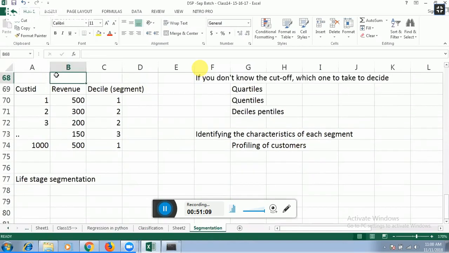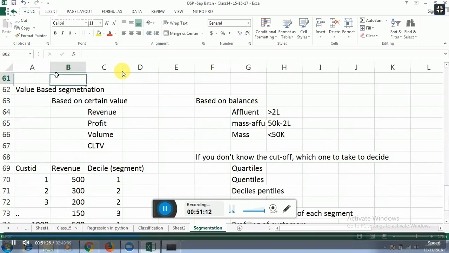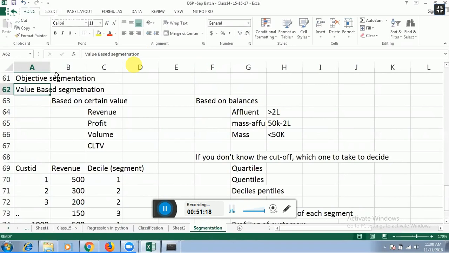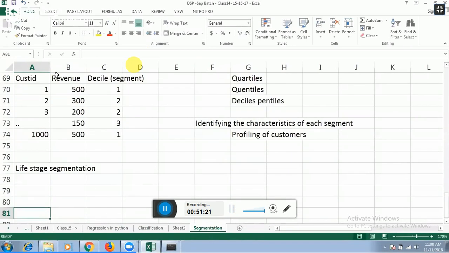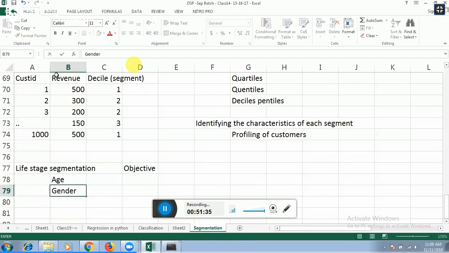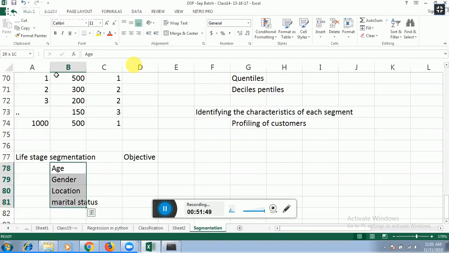Even customer value-based segmentation comes under objective segmentation. So what is the objective in this case? The revenue, which I gave as an example. Life stage segmentation is also an example of objective segmentation. How? It is based on the demographics of customers, especially age, gender and location. These are the three typical characteristics, or sometimes we also use marital status. Based on these variables, you do the segmentation.